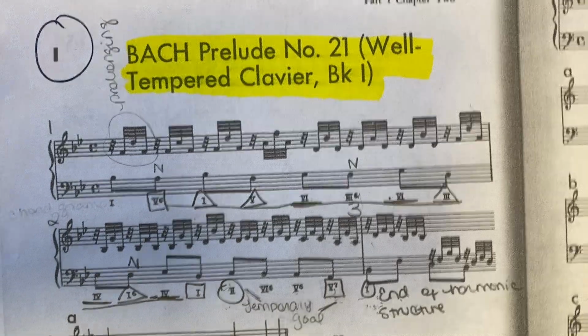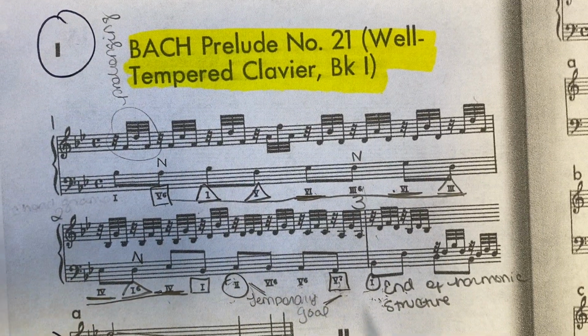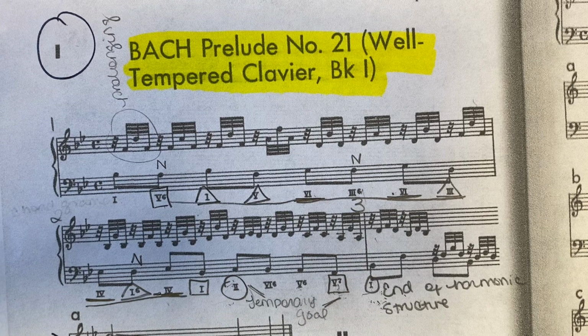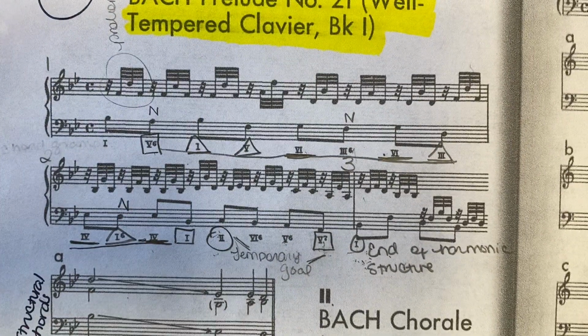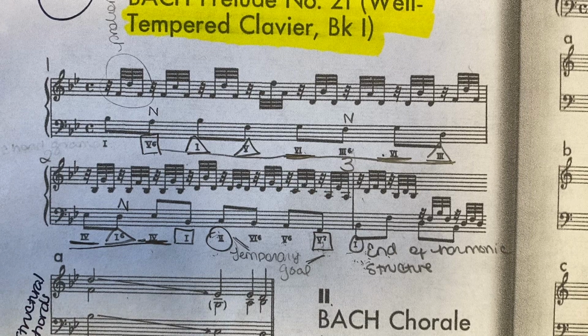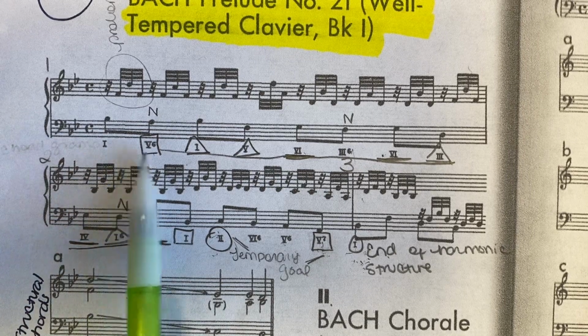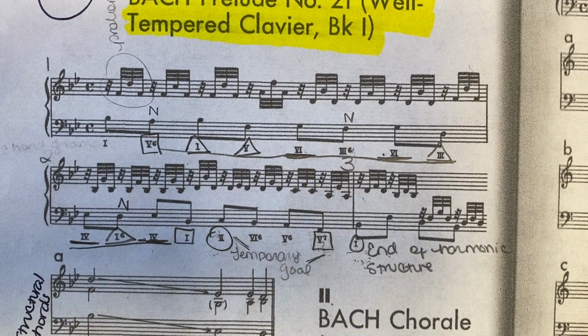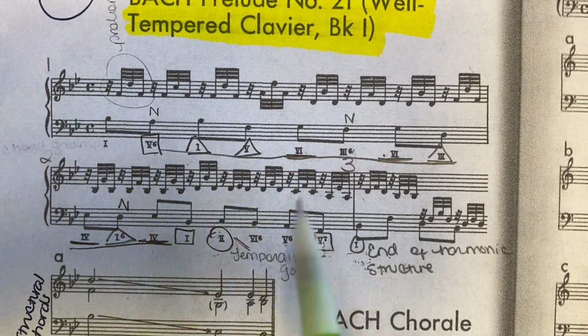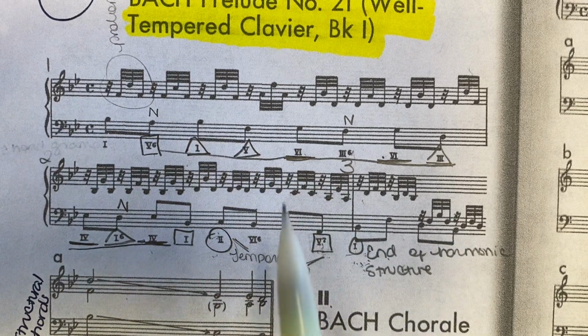For assignment 1.3, I chose Bach's Prelude number 21. This is from his Well-Tempered Clavier. Before we get started, let's talk about chord grammar. Chord grammar can be found in the individual Roman numeral analysis on the bottom of each of the measures, and basically, it's the nuts and bolts of the piece.